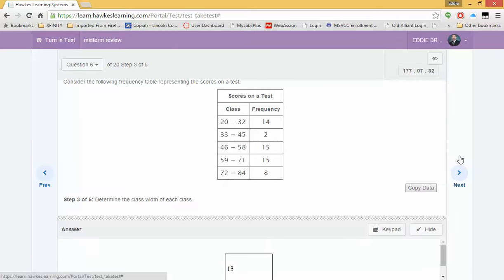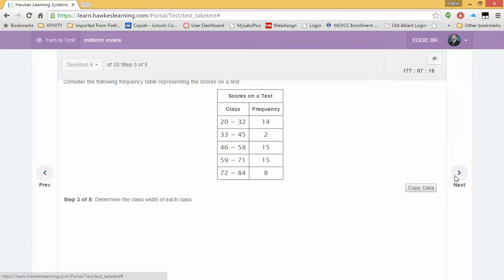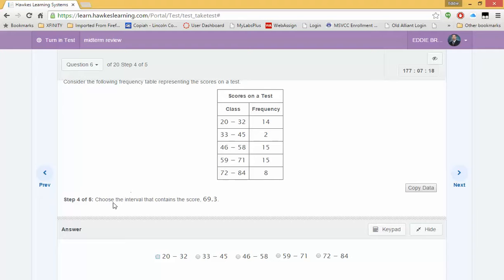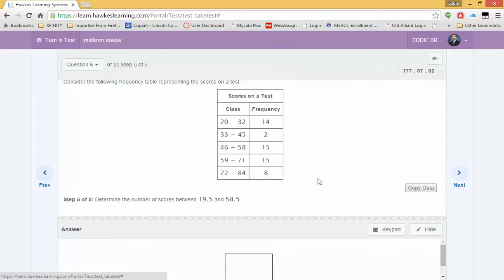So the difference between any two consecutive class limits, or it could be any two consecutive class boundaries, but we have the limits listed there. So that's the easiest thing to find. Step 4. Choose the interval that contains the score 69.3. 69.3 is between 59 and 71. So, right there. Didn't require much explaining.